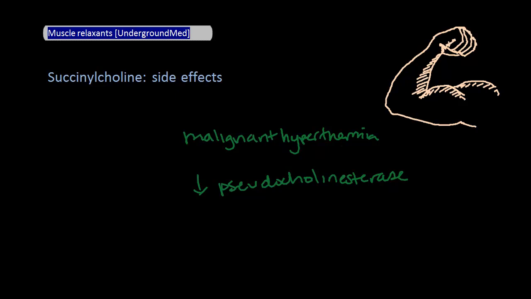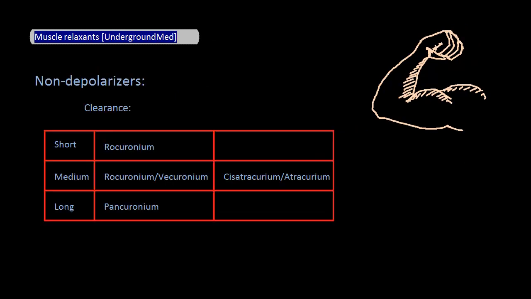Let's move on to the non-depolarizers. These are the agents that end in onium. Most of these are hepatically or renally cleared and can be classified according to their length of action, by short, medium, or long. Now the ones to remember are listed on this table below. You may have heard or read that rocuronium can have a quick onset if given at higher doses, to match the onset of succinylcholine. Now, while this is true, the difference is that rocuronium has a longer duration than succinylcholine.